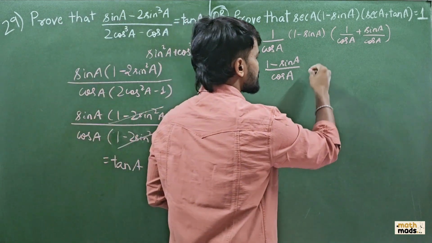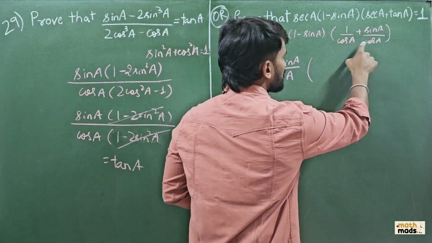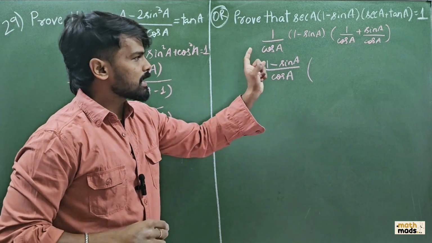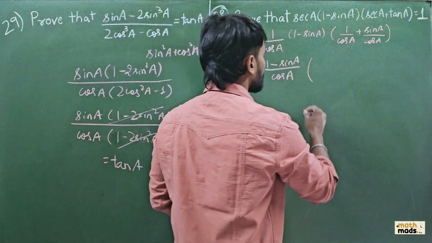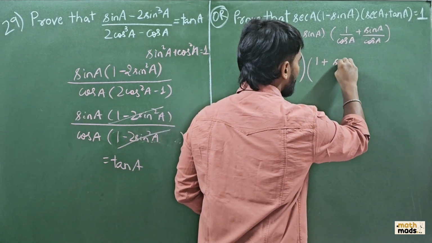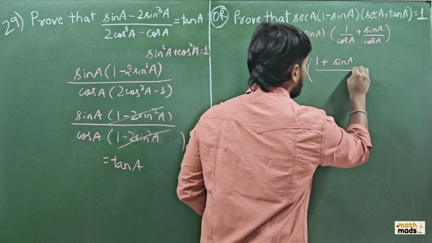Let us see what happens in the second part. Here, both the denominators are same. So it is a like fraction. So if denominators are same, just add whatever is there in the numerator. 1 minus sin A plus sin A... here what will you get? 1 plus sin A by cos A.